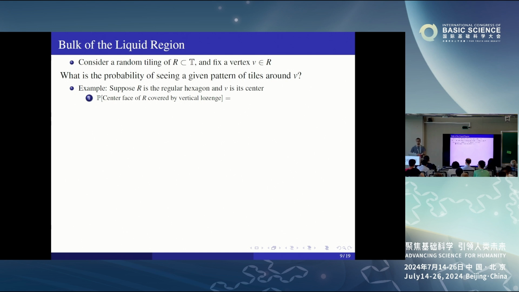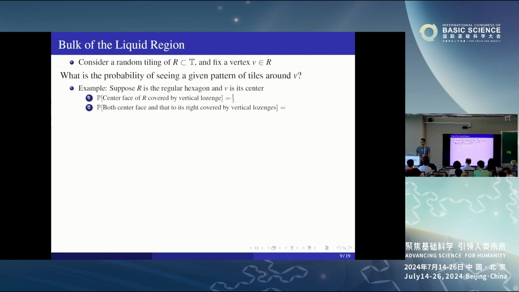One example of a pattern is just seeing a specific tile. So I can ask: what is the probability of the center face of R being covered by a vertical lozenge? It can be covered by any of the three lozenges. Symmetry should tell you the answer. The hexagon is invariant under rotation by 2 pi over 3, so any tile should have equal probability of covering the center face. That immediately tells you the answer is a third.